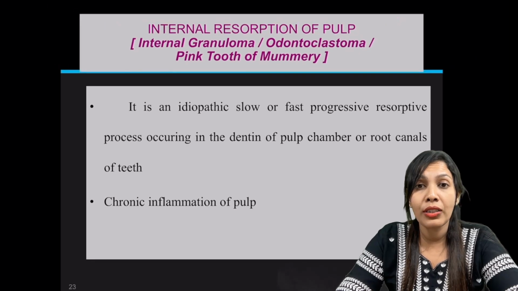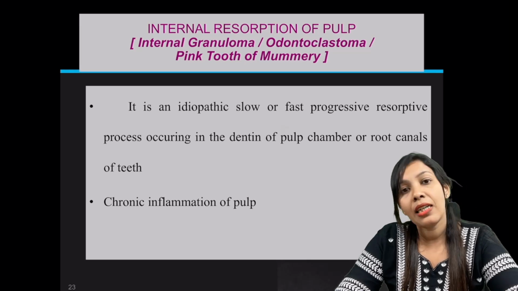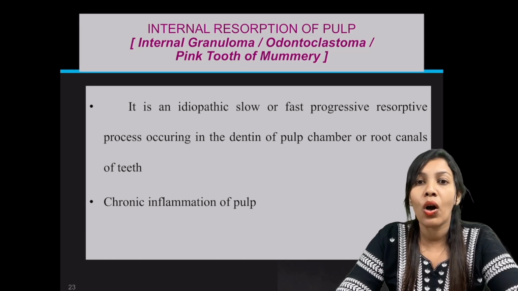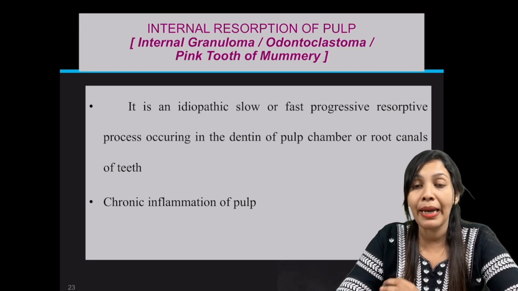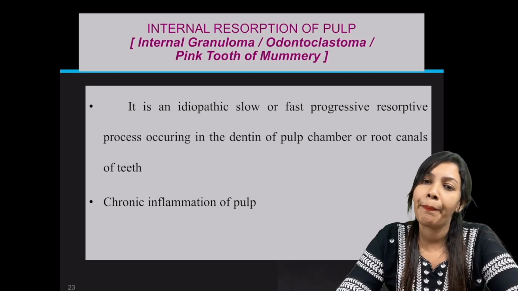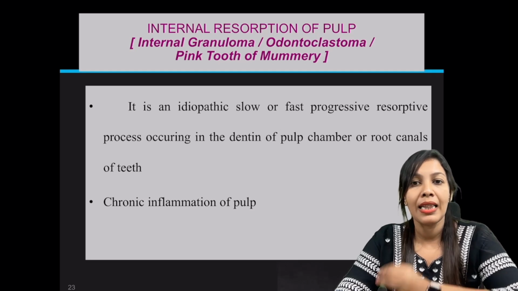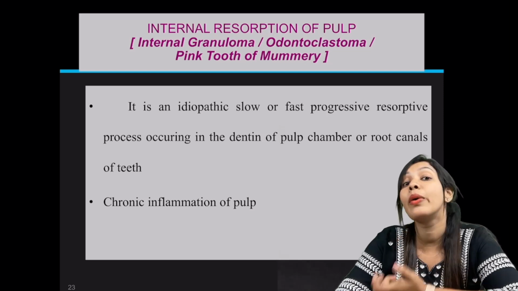Next important topic is internal resorption of the pulp. The internal resorption of the pulp is also called internal granuloma, odontoclastoma, and pink tooth of Mummery. This is very important, the pink tooth of Mummery. So the question may be, what is pink tooth of Mummery? Pink tooth of Mummery means there is pinkish discoloration in the teeth. In which condition?